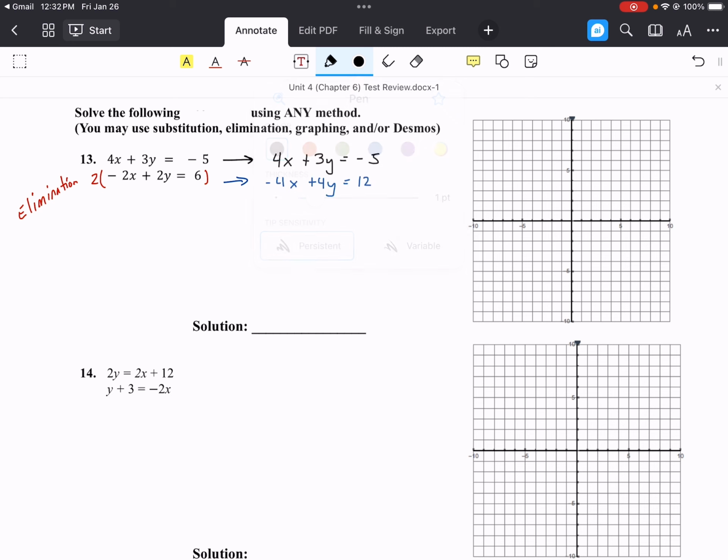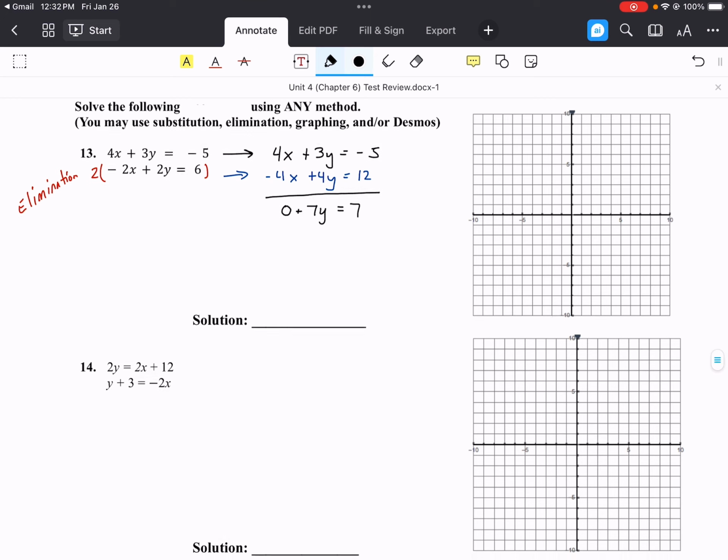And so then our first step in this case would be to eliminate straight down. We see the x's cancel out to be 0. 3 and 4 is going to give us 7y. And then -5 plus 12 is 7. From here, you should be able to solve for y and then plug it back in to find x. I'll leave the rest of the question to you.